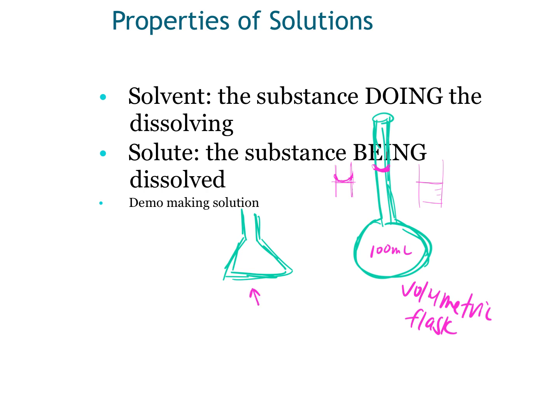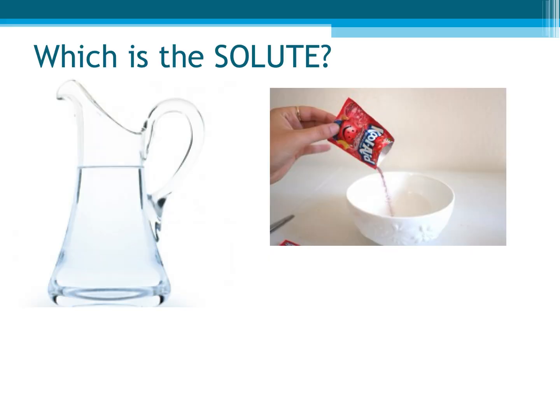This one was called an Erlenmeyer flask. Okay, and it is mostly meant for stirring because it just has a nice motion for stirring. Okay, so which one is the solute here? Yeah, the Kool-Aid, right? And water would be the solvent.